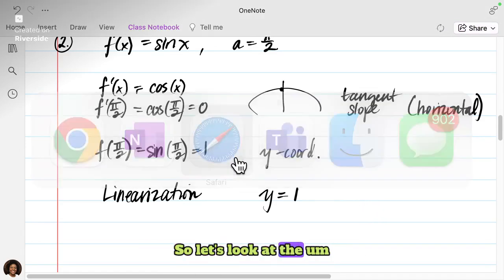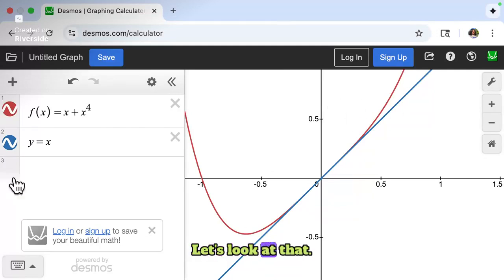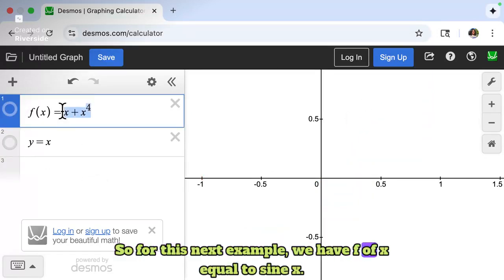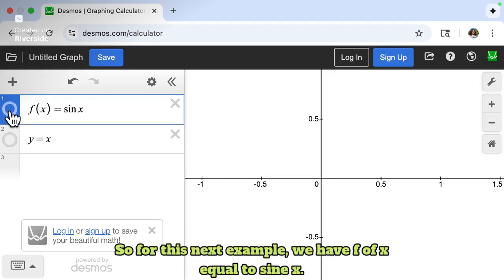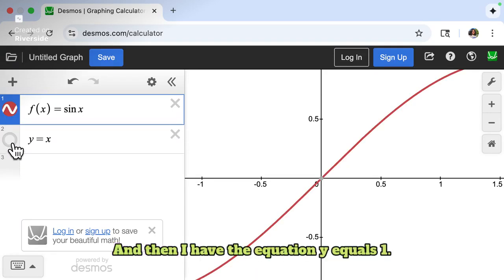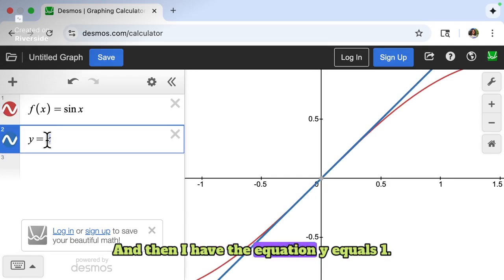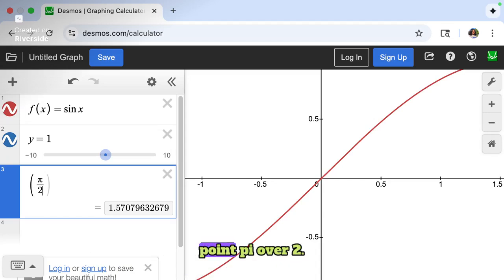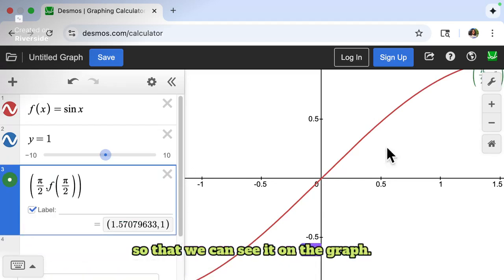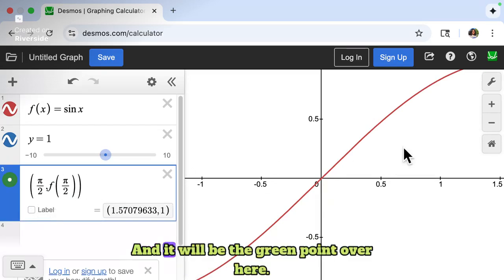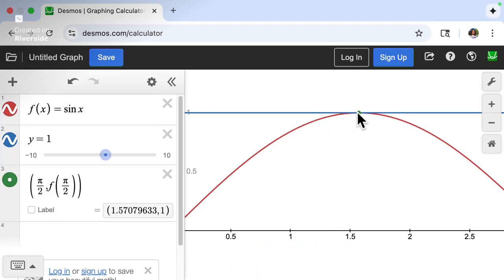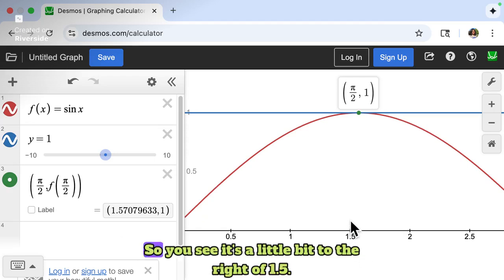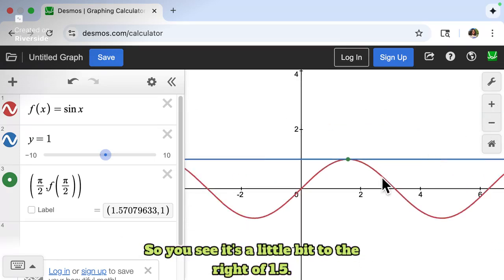So let's look at that. For this next example, we have f of x equal to sine x, and then I have the equation y equals 1. Now, remember we were looking at the point pi over 2. So let me highlight the point pi over 2 so that we can see it on the graph. It will be the green point over here. There it is. Pi over 2, a little bit more than 1.57. So you see it's a little bit to the right of 1.5.